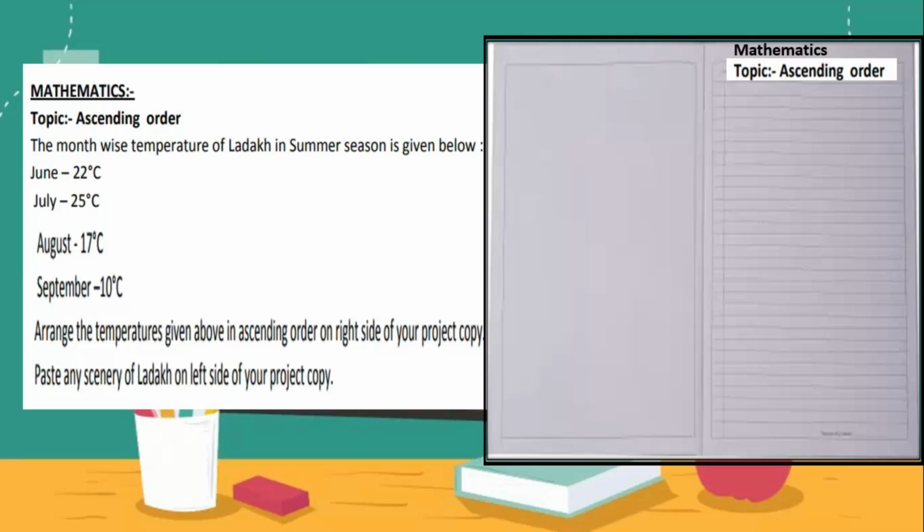For the subject mathematics, the topic is ascending order. First, you will write mathematics on the top of the ruled page. Then you will write topic ascending order. You all know what is ascending order. Ascending order means you have to arrange the numbers starting from smaller one to bigger one.